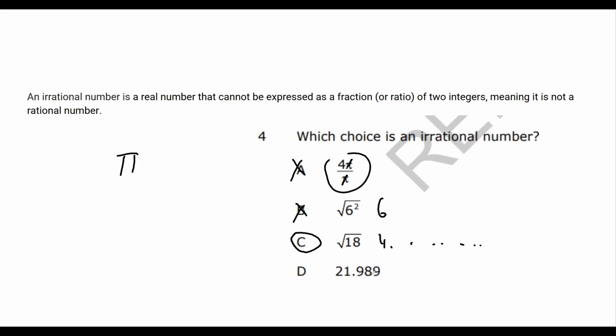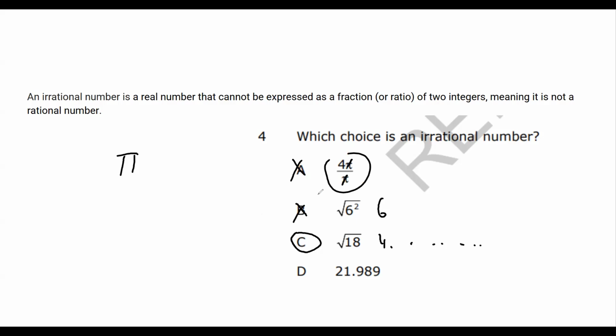D, 21.989. So this is a little tricky because one might think it's irrational, but it's not. It stops at 9. It doesn't have the little bar on top. It doesn't indicate that it's going to go any further. So C is your best answer, and it is irrational, the square root of 18.